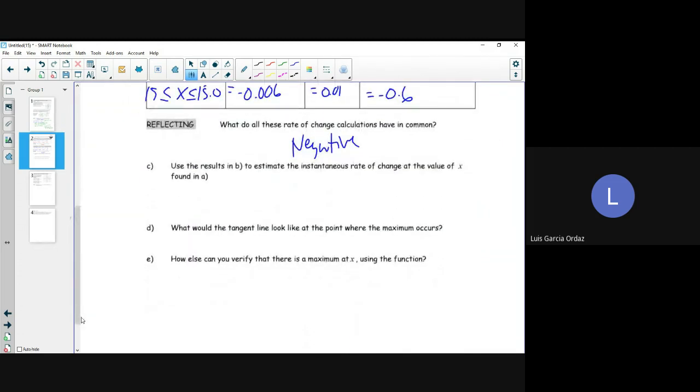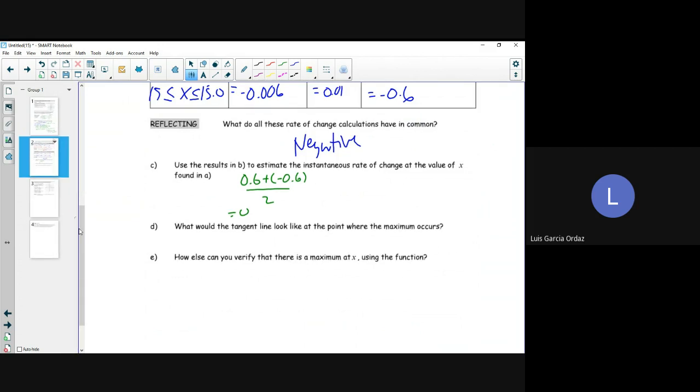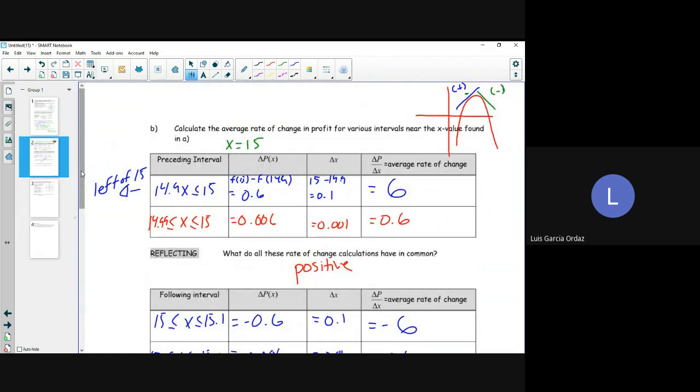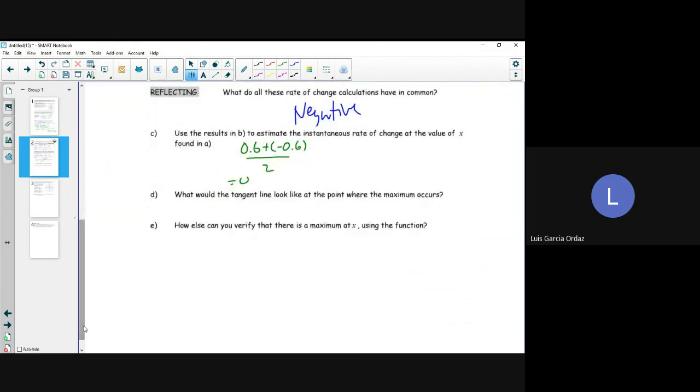So we want to use the results in B to estimate the instantaneous rate of change. So we just have to take the average of both slopes that we found. So we have a slope of 6 plus negative 6 divided by 2, which is equal to 0, which makes sense because if we were to average out the slopes, this x value should give us a slope of 0 because it is resting at that maximum point. And over here, we can see that reflects exactly that. So at this point, the tangent line would be a horizontal line.